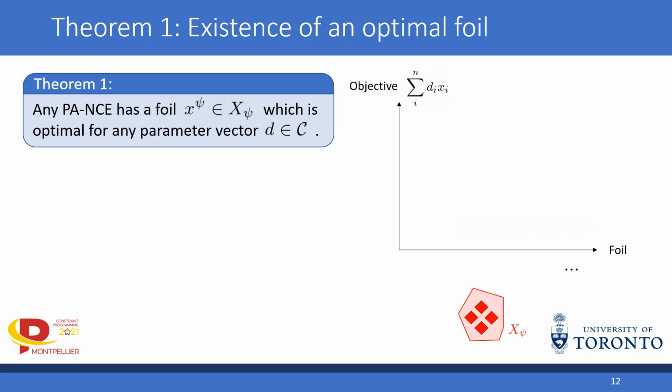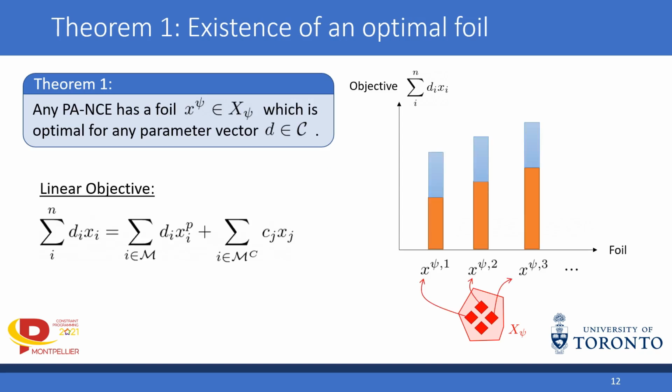So now we can show that for any PA-NCE, there is a FOIL which is optimal for any feasible parameter vector. So let's consider some of these FOILs. Recall that we have a linear objective, which we can split into two components. First we have the components where the variables are in M, and these variables in the FOIL constraints have been assigned to values. Since all the FOILs satisfy the FOIL constraints, the contribution from this component is equal for all FOILs.